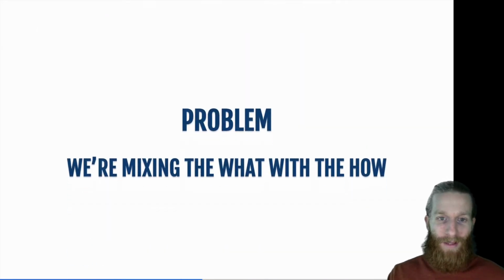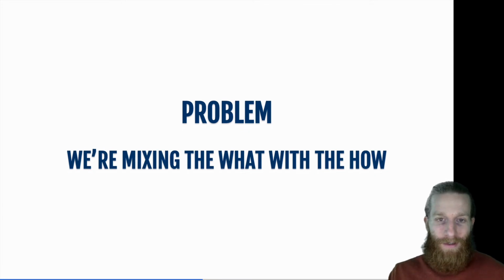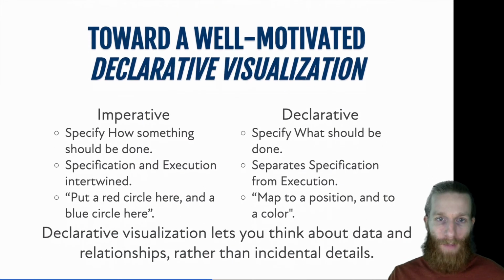Okay, so that's Matplotlib. The problem that we want to solve is that we're mixing the what with the how. The what is the data, and the how is the actual encodings and marks and channels that we're going to use to build the graphic. So if we want a declarative visualization, a real grammar of graphics, we're going to go towards something declarative instead of imperative. In an imperative framework, we're specifying how something should be done. This would be the scatter plot. Declarative, we're specifying what should be done.